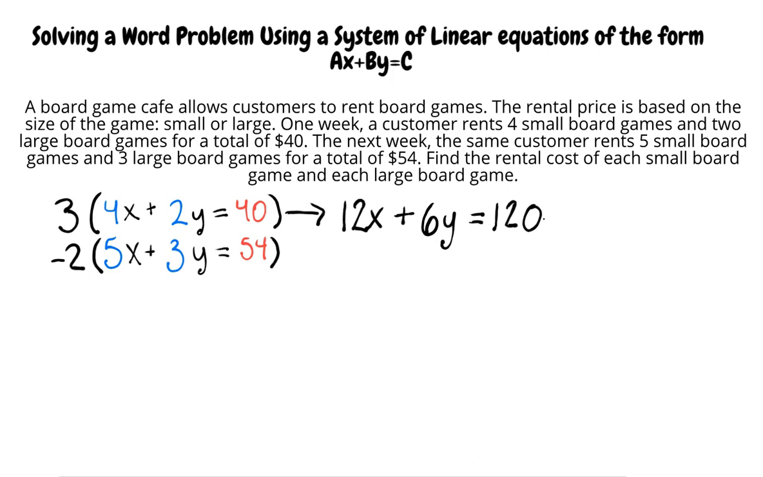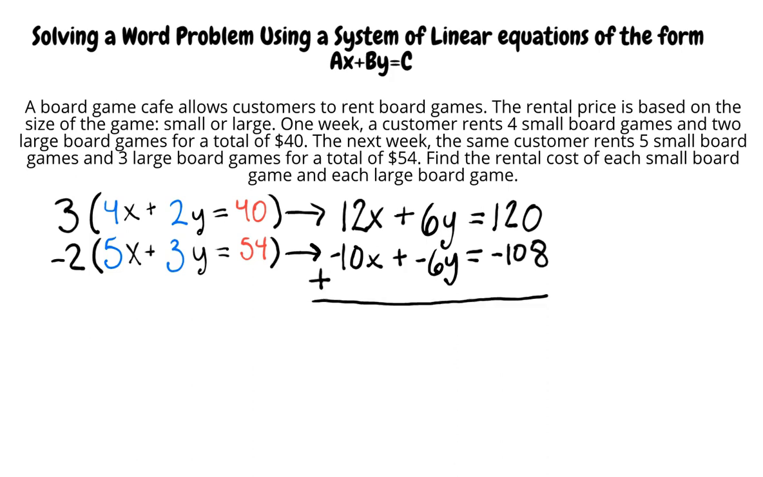Now distribute -2 to each term in the second equation. Can you do this? Yes, -2 times 5x equals -10x. -2 times 3y equals -6y, and -2 times 54 equals -108. Good work! Now we can add the two equations together.